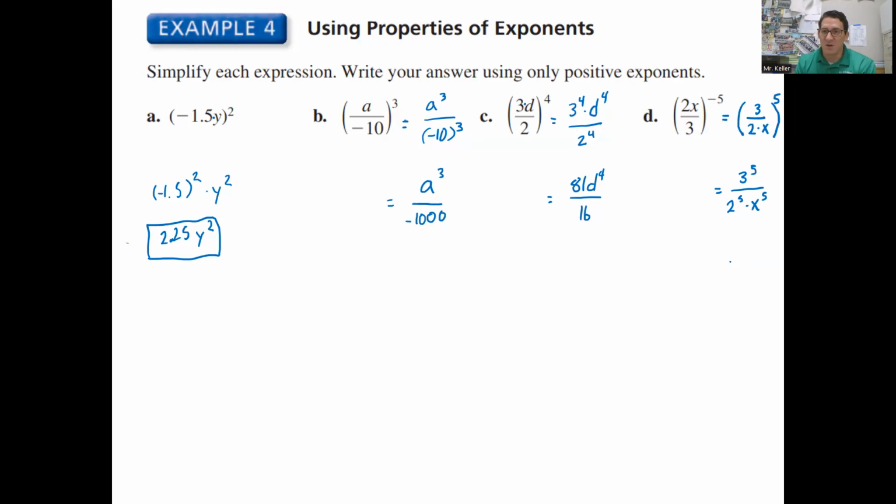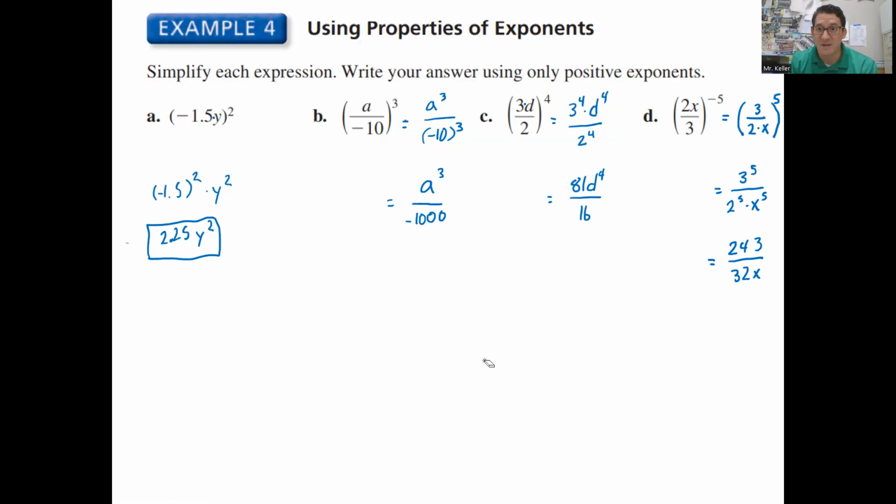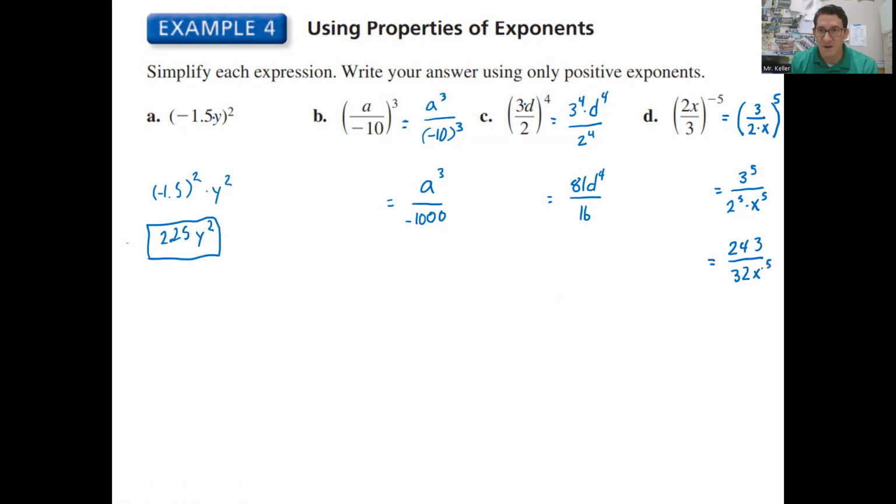Again, those are larger powers, so you could leave it like that. I know 3 to the 5th is 243. 2 to the 5th is 32. But again, if you don't want to work those out, you can leave it as 3 to the 5th over 2 to the 5th, x to the 5th. That is fine.